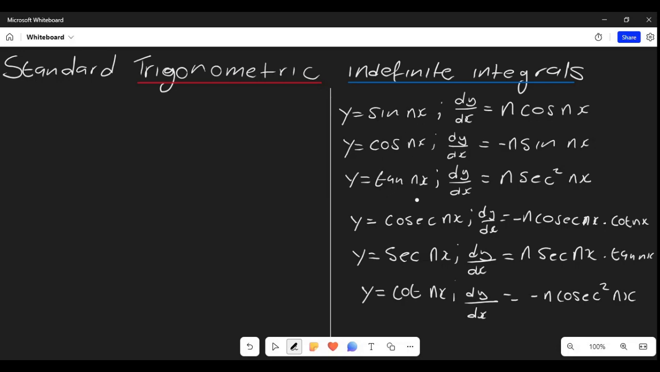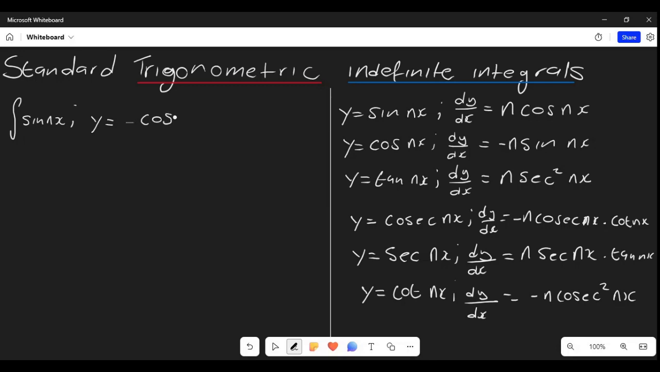Guys, these are the derivatives of the trigonometric functions. As you can see, on this side are the trigonometric functions, and on the other side are the derivatives of these trigonometric functions. Now, you need to know this in order to know the integrals of the following. For example, on this side let's do the integrals. If you have the integral of positive sin nx, remember, n stands for the coefficient of x.